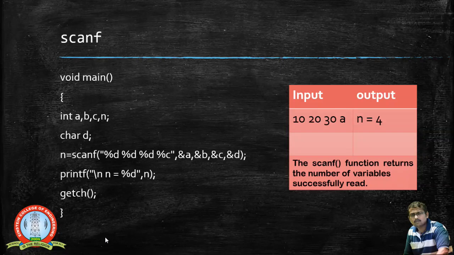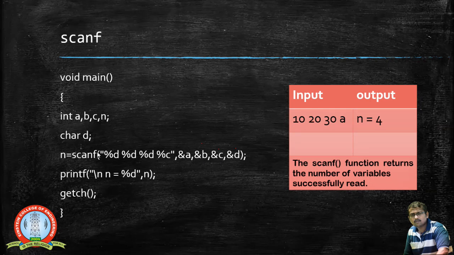Similarly, this is one more program where I have declared 4 integer values and 1 character value. So A, B, C and D. I am going to enter the values. I have given a space here, so you can enter the values separated by a space. So 10, 20, 30 and A. 10 will get stored in A, 20 will be stored in B, 30 will be stored in C, and this A will be stored in D.